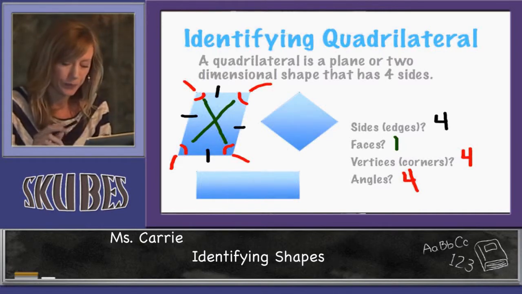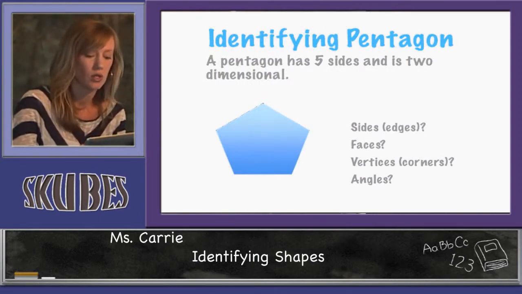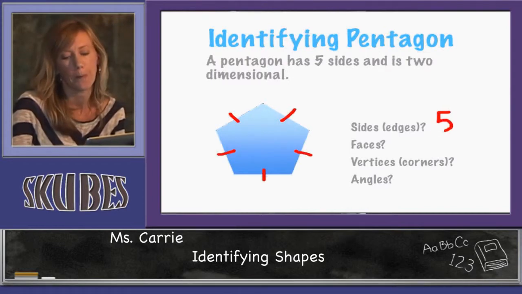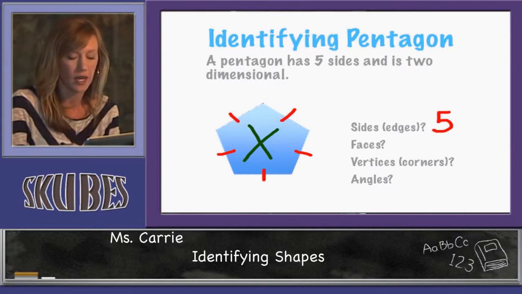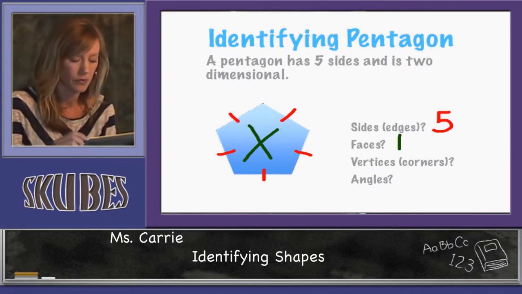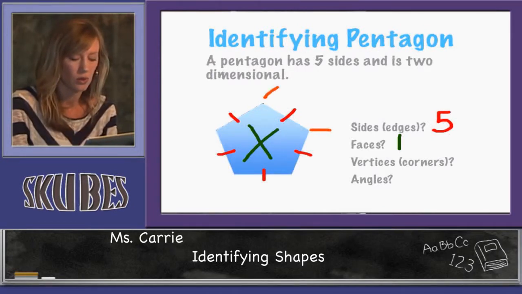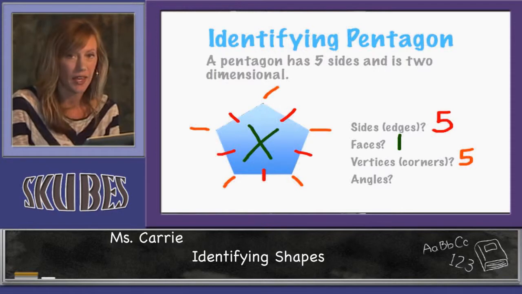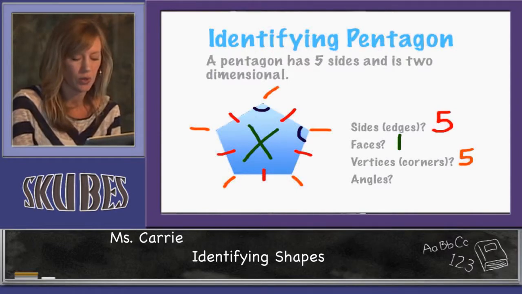Let's look at another shape. We're going to look at a pentagon. A pentagon has 5 sides and is 2-dimensional. So there's the 1, 2, 3, 4, 5 sides. Since it's 2-dimensional, it can only have one face, one flat surface. The vertices or corners, 1, 2, 3, 4, 5. And let's count up the angles. There's 1, 2, 3, 4, 5 angles.